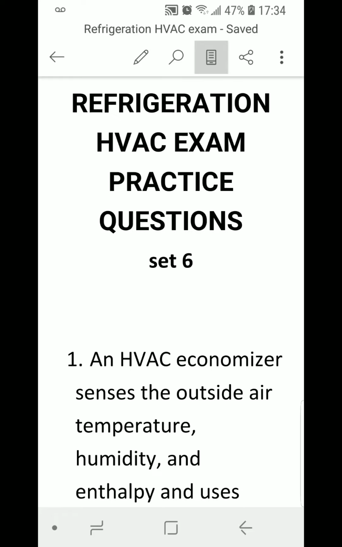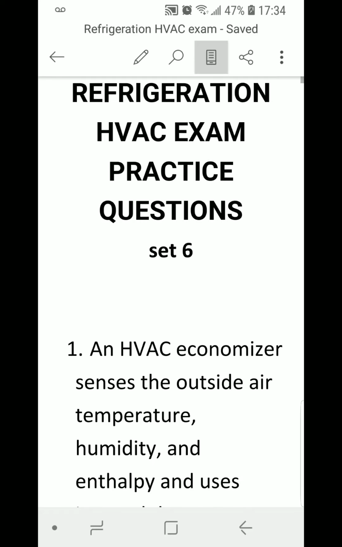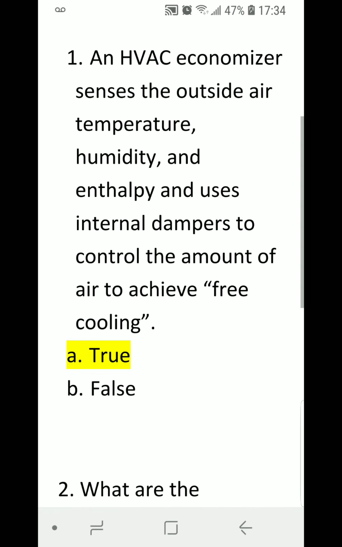Refrigeration HVAC exam practice questions, set number 6. Number 1. An HVAC economizer senses the outside air temperature, humidity, and enthalpy and uses internal dampers to control the amount of air to achieve free cooling. A. True. B. False. Correct answer is A. True.